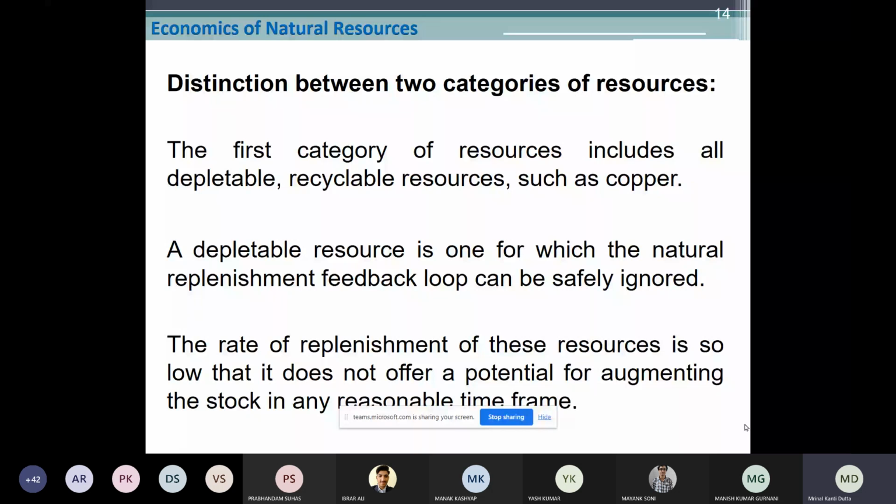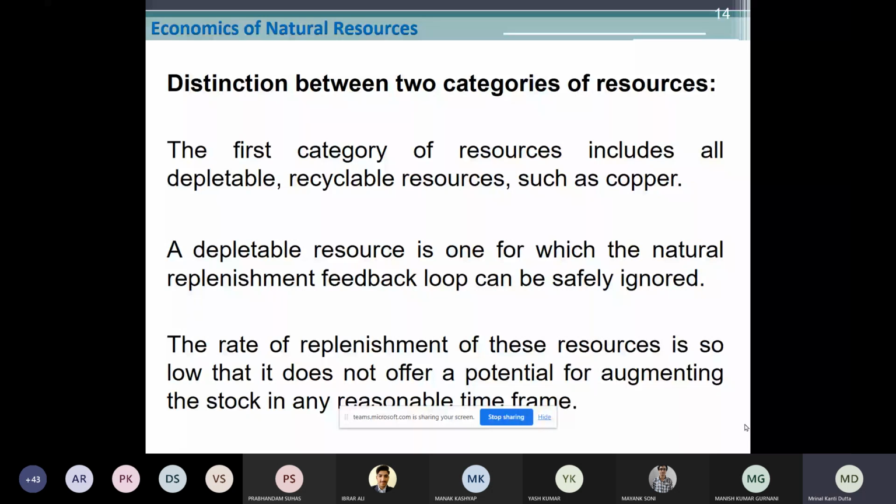We have already tried to find out the categorization of the natural resources into non-renewable and renewable resources. When you say non-renewable, these are the resources which are also depletable. Now, for these depletable resources, the natural replenishment feedback loop can be safely ignored, because it is not very meaningful from the point of view of mankind. Replenishment and regeneration happen, but the replenishment rate of these resources is so low that it doesn't offer a potential for augmenting the stock in any reasonable time frame.